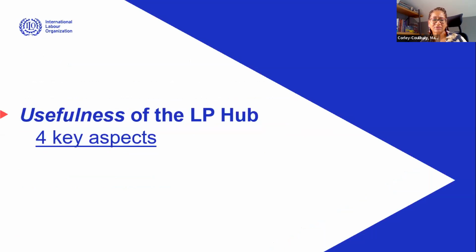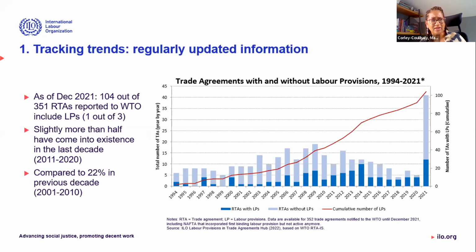But before that happens, I'd just like to run you through a little bit of the usefulness of the Labor Provision Hub for our stakeholders. And there are four key aspects to this usefulness. The first one is the usefulness for researchers, academics, and the general public who are interested in tracking trends in labor provisions using regularly updated information. So for example, we know that as of December 2021, there are 104 trade agreements that contain labor provisions. And this information is regularly updated on a quarterly basis with the information from the WTO database.